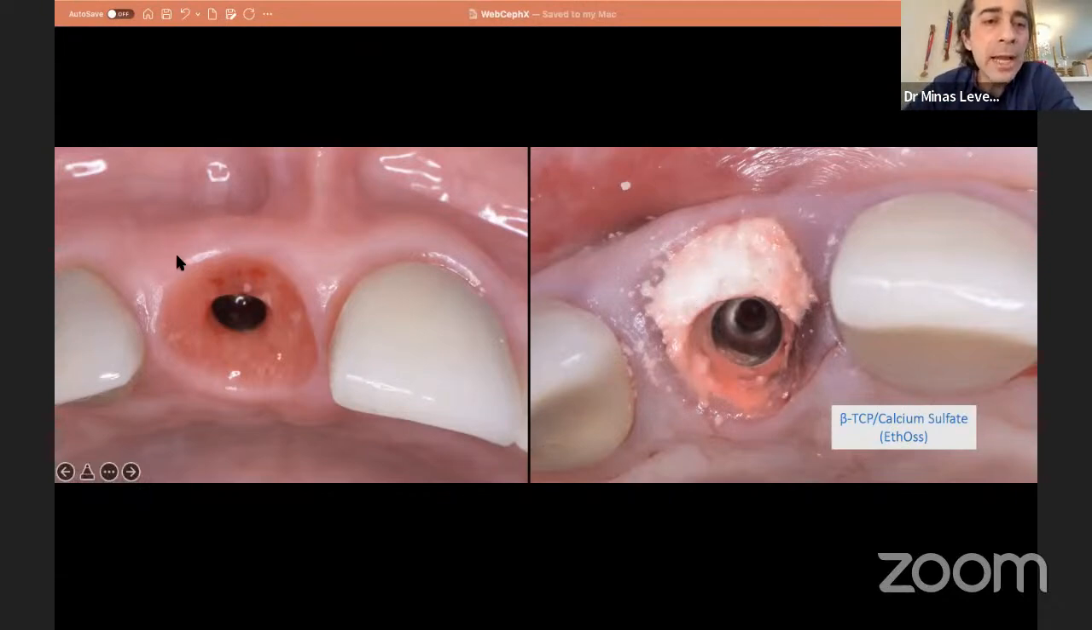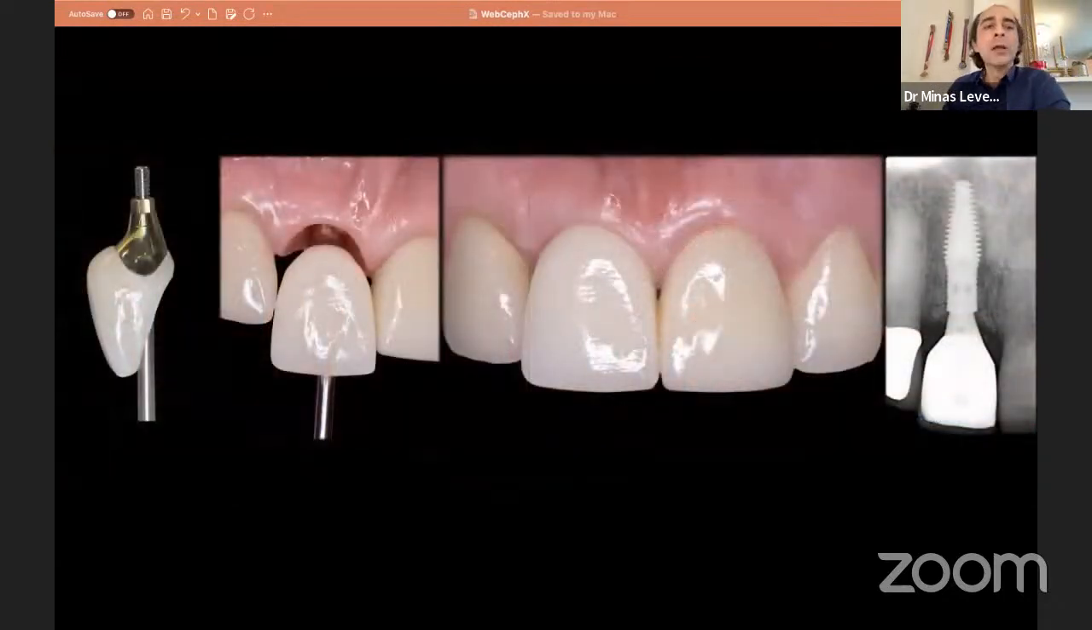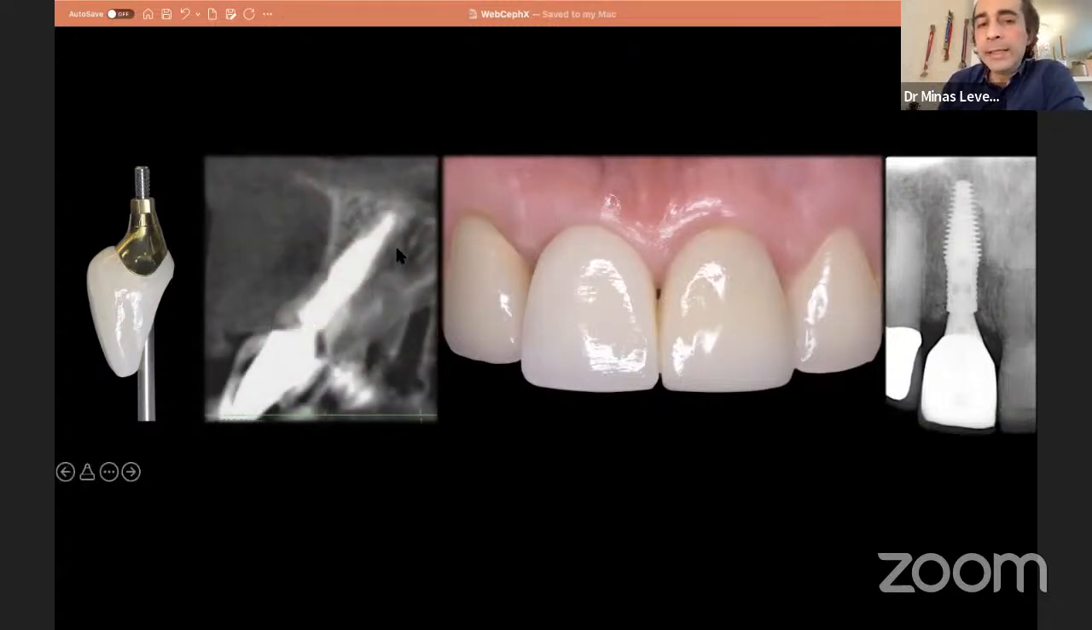We get an adequate, very good result after 3 months that I removed my provisional restoration. And now we can go to the lab and make a high quality aesthetic new crown. And you can see the topography of the soft tissues, and we get a very good result. We see here the X-ray immediately after loading. And this is a year after.